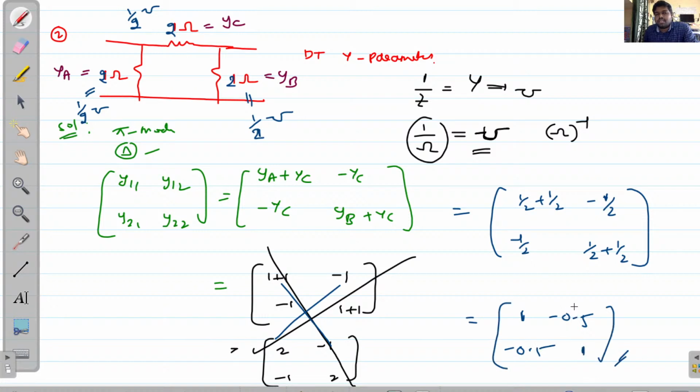So first you should check units. Units are very, very important for this type of network. Whether they are providing ohms or mhos, this is very, very important. Don't blindly add without checking.